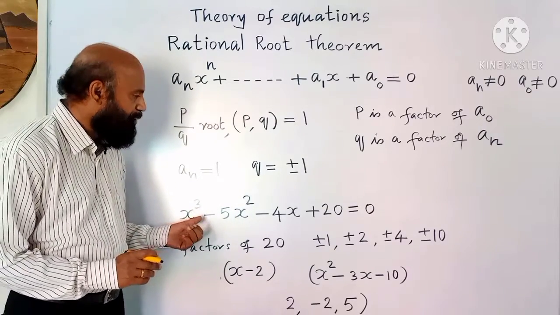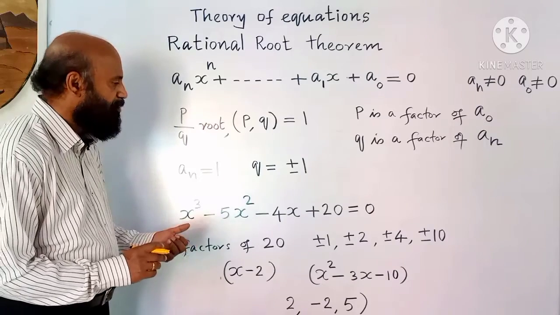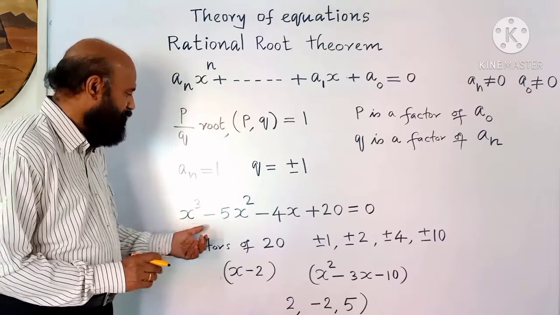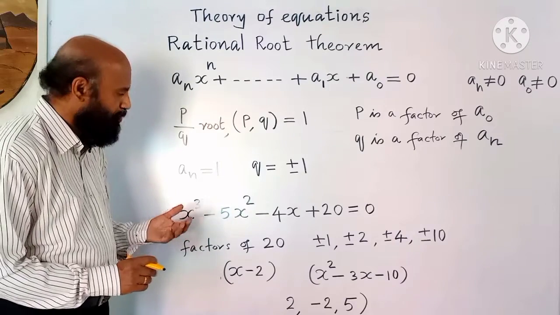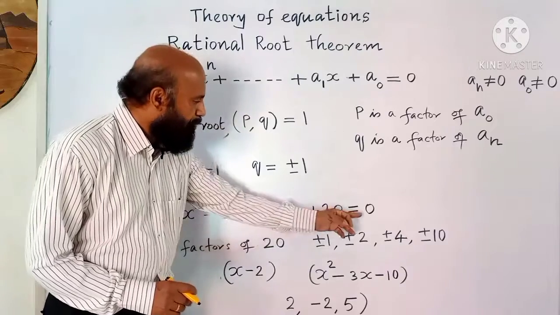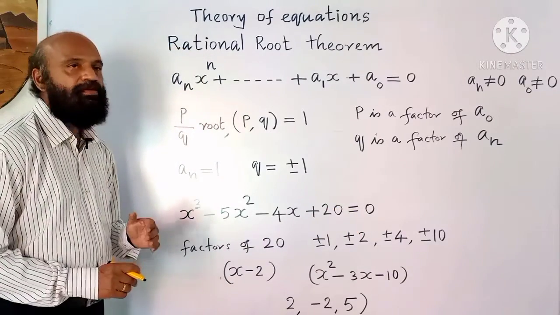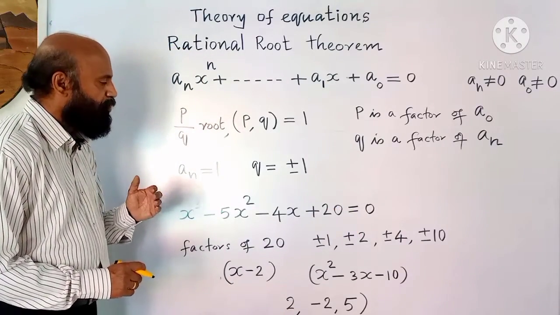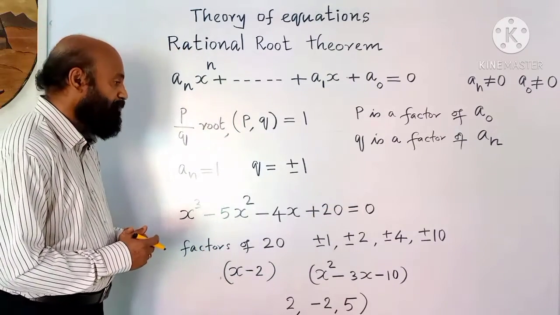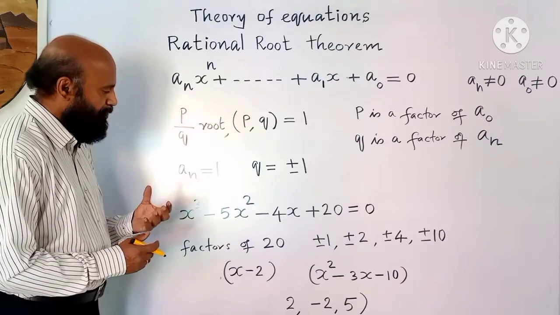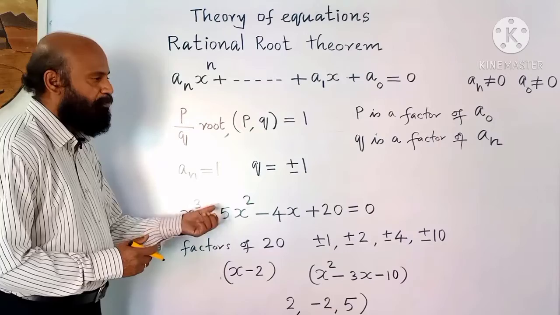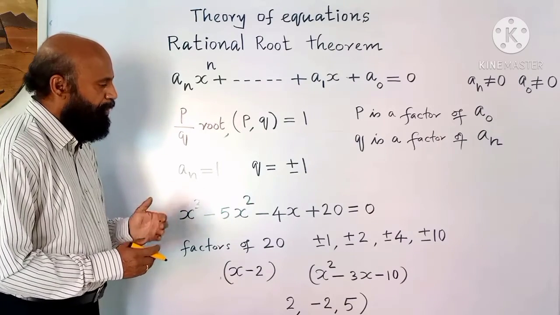Then by trial and error you have to get to one root. You substitute different numbers, 2 or 1, 3. Guessing a number, you have to check whether you are getting 0. For example, suppose x is equal to 2, you are getting 0. Then x minus 2 is a factor. Then once you get to one factor, you divide this by that factor and then you will get a quadratic polynomial.